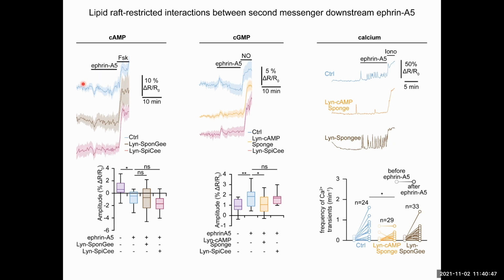In monitoring cyclic AMP, there is a decrease in cyclic AMP upon ephrins addition, and this decrease is not affected by the buffering of cyclic GMP or by the buffering of calcium, meaning that cyclic AMP is not affected by these two second messengers. We monitored cyclic GMP, and we detected an elevation of cyclic GMP downstream of ephrins that was reduced when cyclic AMP was buffered, but not affected when calcium was buffered. So there is an influence of cyclic AMP on the cyclic GMP signal. Similarly, we monitored calcium and found that there was an increase in the calcium transient frequency induced by the ephrins that was blocked by the expression of the cyclic AMP buffer, but not by the expression of the cyclic GMP buffer.